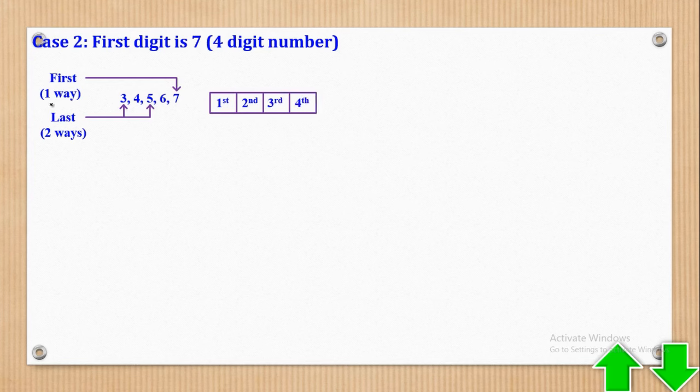The first one will be one way, so it will be 1 permutation 1. The last one will be two ways, so it will be 2 permutation 1. And these other two have three ways, so it will be 3 permutation 2. That is case two. Now case three is for the five-digit number.